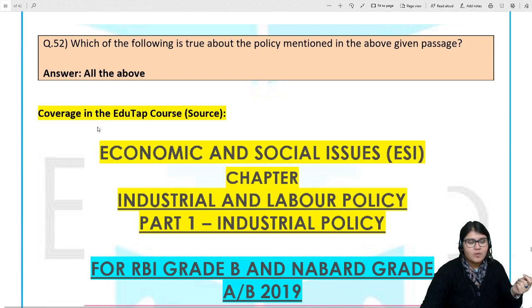Which of the following is true about the policy mentioned in the above given passage? All the above is the answer that we were able to recollect from the students, but again we were not able to recollect the statements. The students were not able to do so.